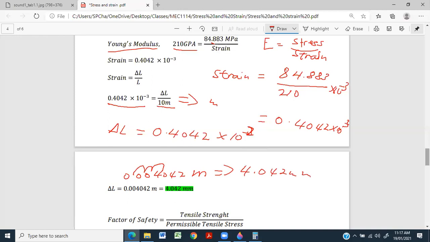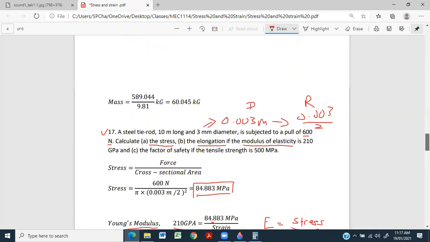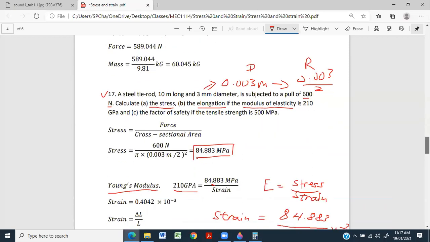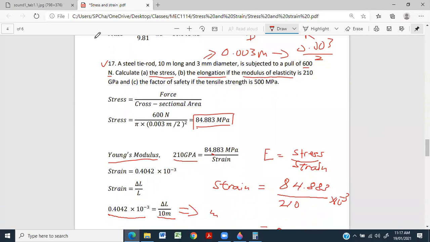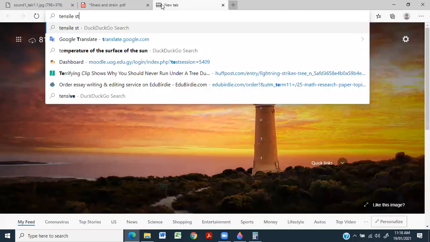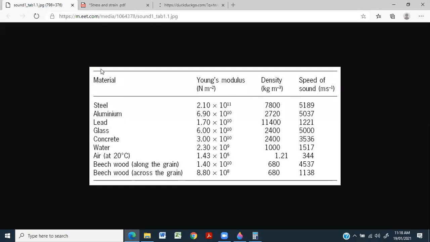Now, the third part of the question, which is new, is the factor of safety if tensile strength is 500 megapascals, right? So what is tensile strength? Well, let's look at Young's modulus again. Young's modulus describes the material, how it reacts to stress, how it elongates, extends, or compresses as a result of stress, right? We know stress over strain. Tensile strength is how much the material can withstand, right?